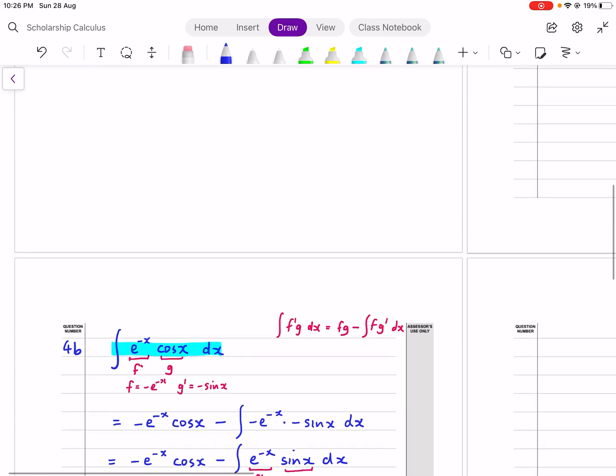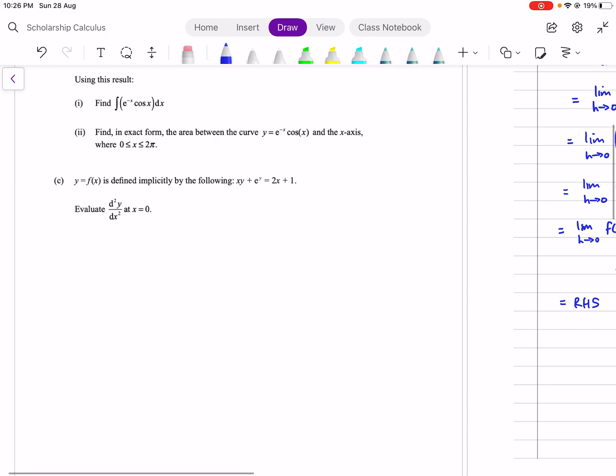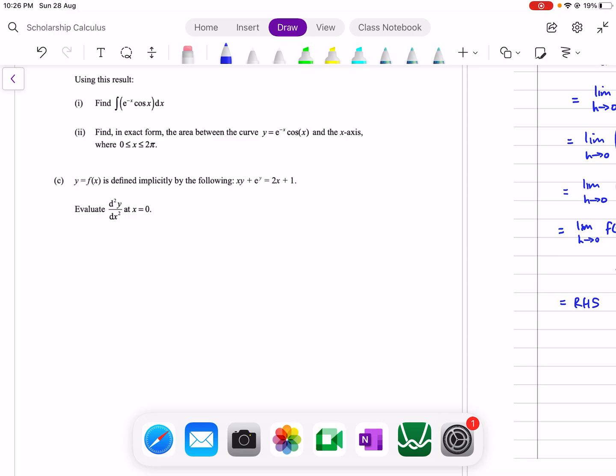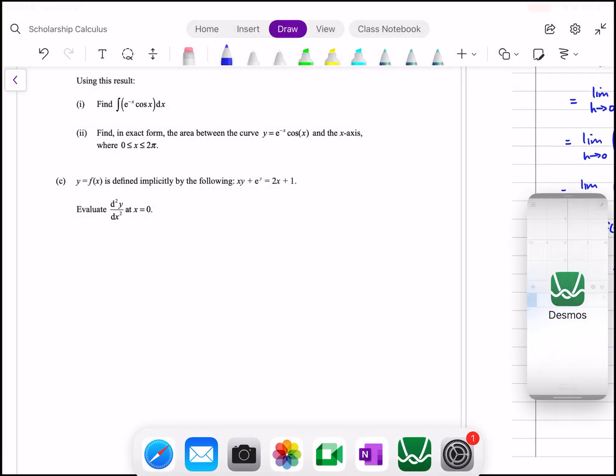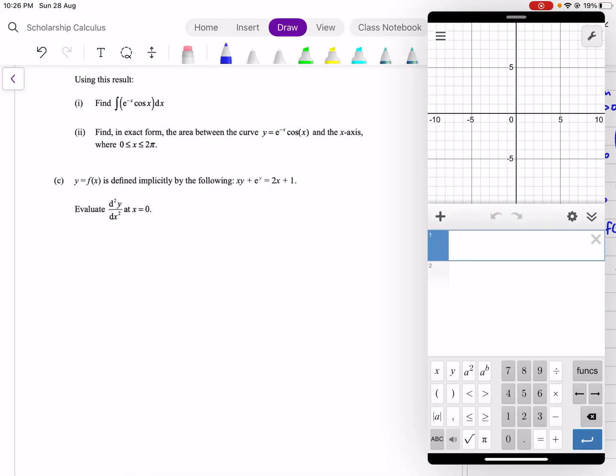Okay, the second part of the question asked us to find the area between the curve, which we've just integrated, and the x-axis between 0 and 2 pi. It's a really easy mistake to make in this question, that you just integrate between 0 and 2 pi. But with any function where you're trying to find its area, you must, absolutely must, look at the graph. You've got a graphics calculator, but here I'm just going to use Desmos because it's easier to display it as I make this video.